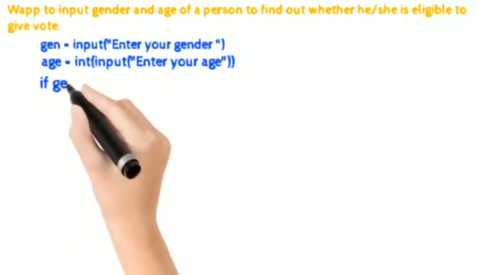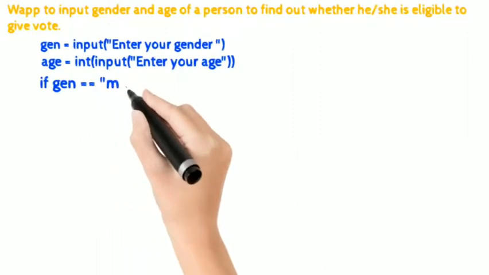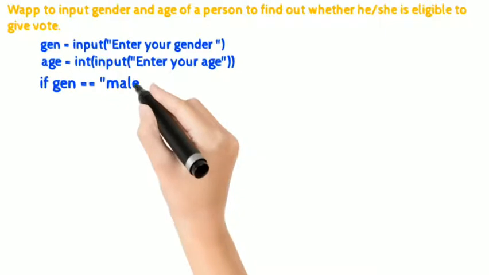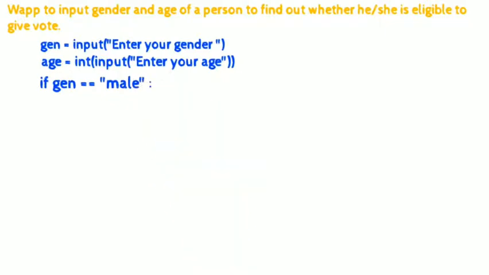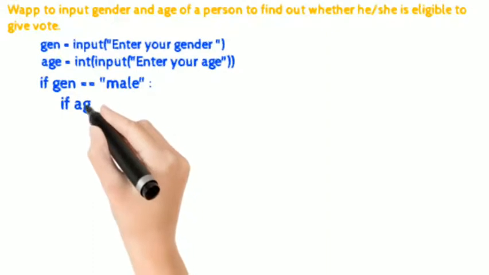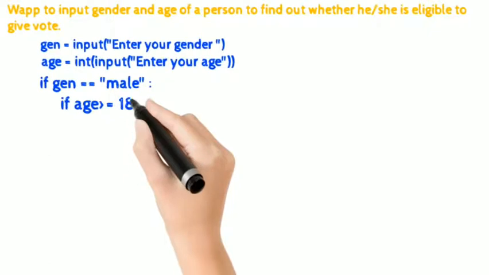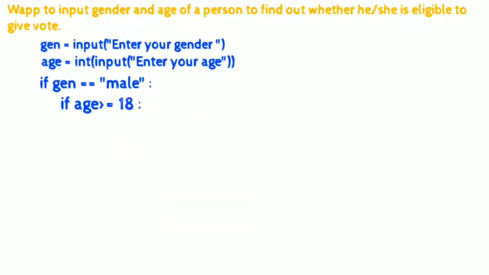So we wrote here if gender, that is gen variable we have used, equal to male. Equal to male in the sense it is comparing whether the value of gen you have inputted is male or not. So colon is used in if statement. So if it is male, then what it will do? It will compare age again. Now it is comparing age is greater than equal to 18 or not. So the colon is given.